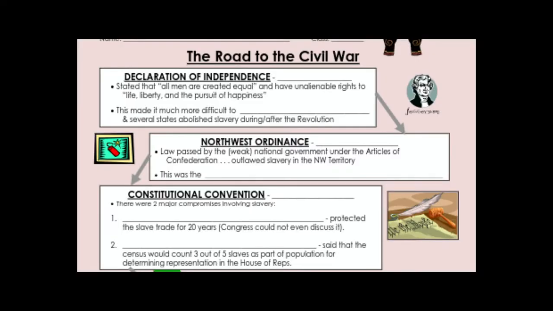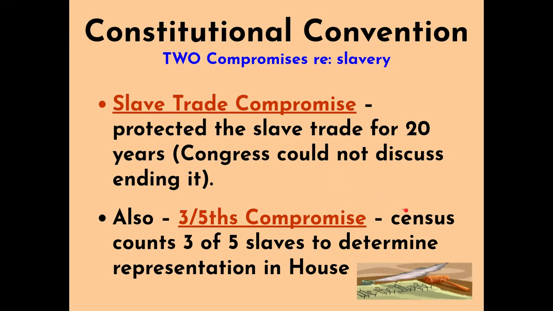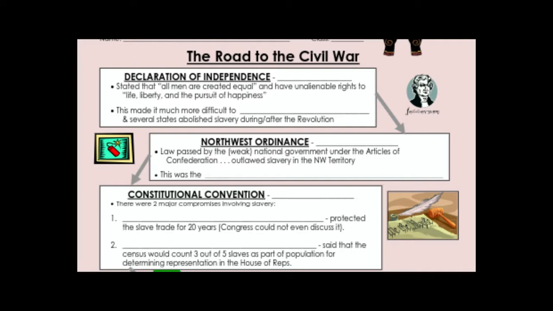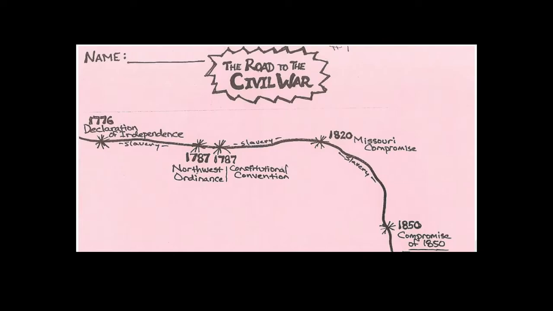Also, the other one that involved slavery, of course, was the Three-Fifths Compromise. The Three-Fifths Compromise said when taking the census to count the population of each state, they would count 3 out of every 5 slaves for determining representation in the House of Representatives. All right, so that you should have filled in.